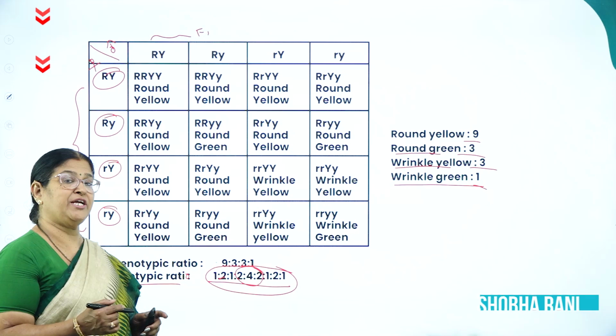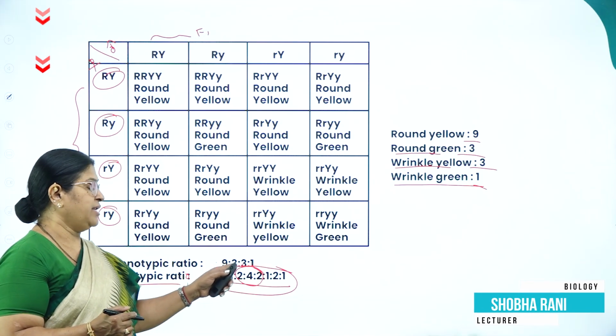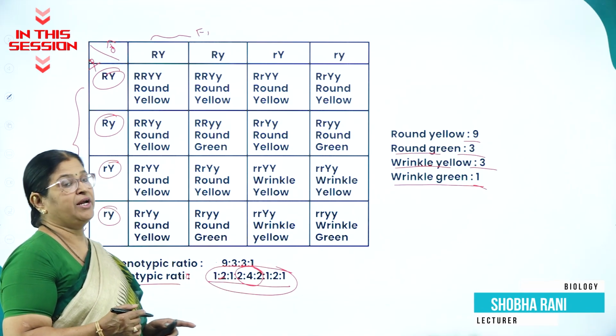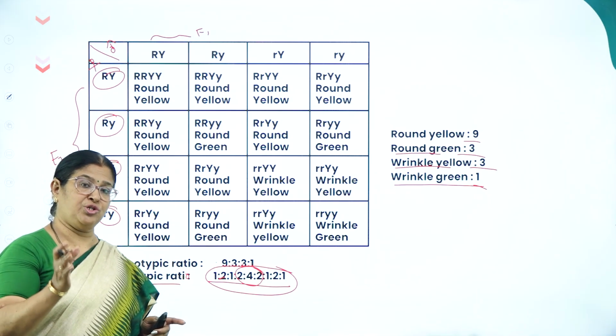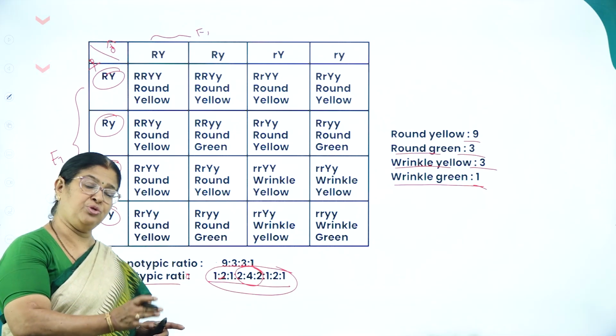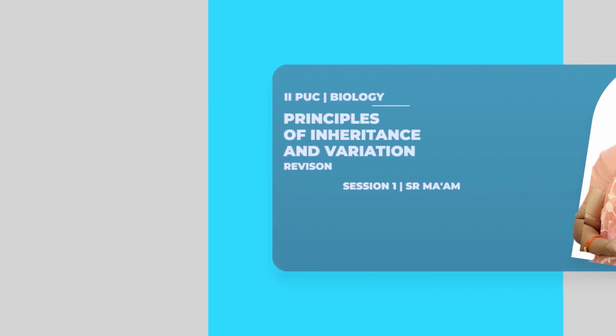What is the phenotypic ratio of dihybrid cross? 9:3:3:1. And what is the genotypic ratio of the dihybrid cross? 1:2:1, 2:4:2, 1:2:1.